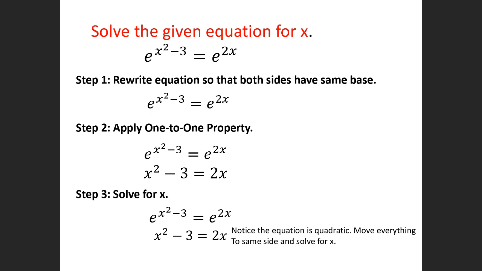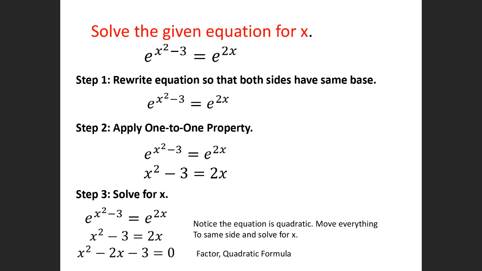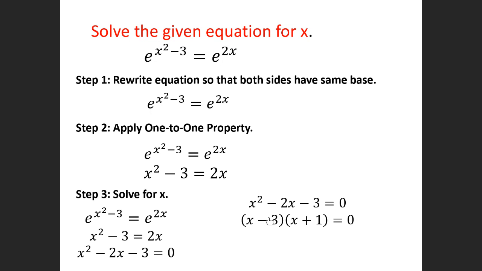To solve this, again, I like to move everything to one side and set it equal to 0. So I'll move my 2x to the other side. It's going to give me x squared minus 2x minus 3 is equal to 0. We've studied a lot of ways to solve quadratics. We can factor it. We can use the quadratic formula. I always like to factor. I think that's the easiest way to solve things. So if I factor x squared minus 2x minus 3, this is going to give me x minus 3 times x plus 1 is equal to 0.